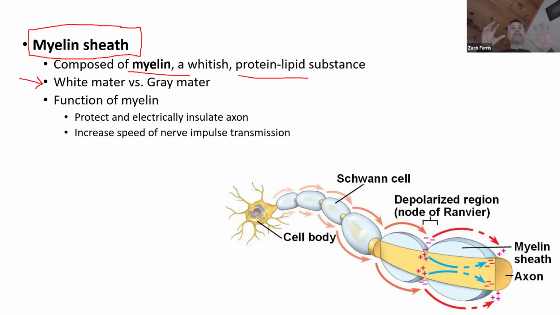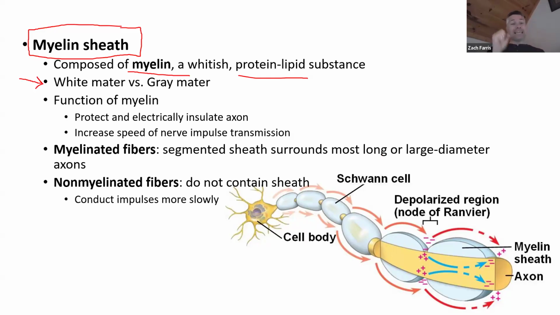Now, if you did not know, some of your nerves and your tracts, some of your individual neurons, right, in the CNS versus PNS, some of them are referred to as white matter and some of them are referred to as gray matter. And all it is here is that if a nerve or a tract or an individual neuron, in both cases, right, has this white material, this protein lipid substance called myelin sheath on it, it's going to be referred to as white matter.